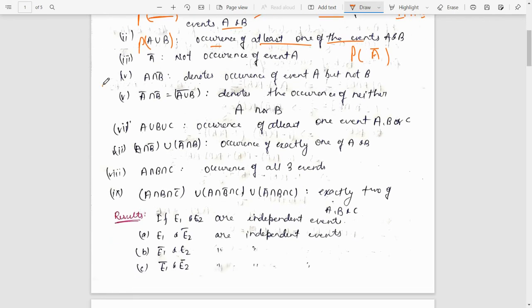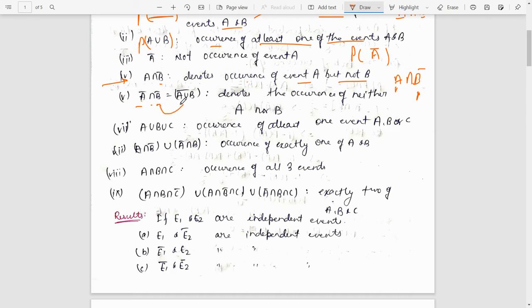Similarly, A intersection B complement denotes the occurrence of event A but not B. So A intersection B complement means A is occurring but B is not occurring. That's why the complement of B has been taken. Okay, what about A complement intersection B complement? Simply, it means that neither A nor B occurs. Okay, neither A nor B occurs.